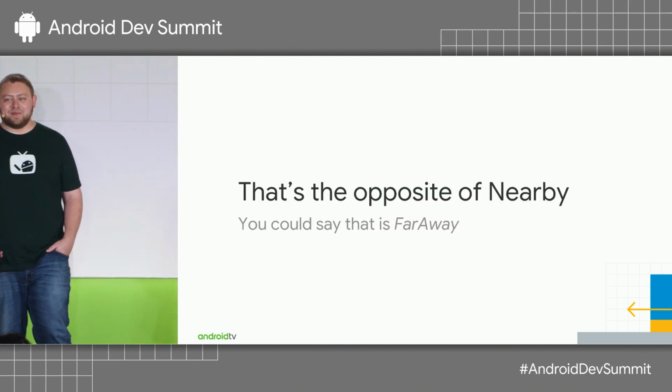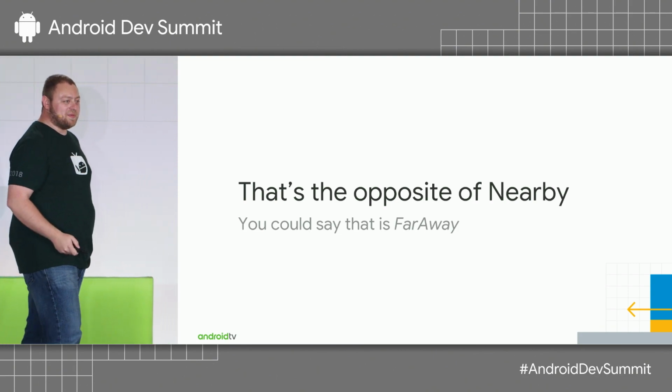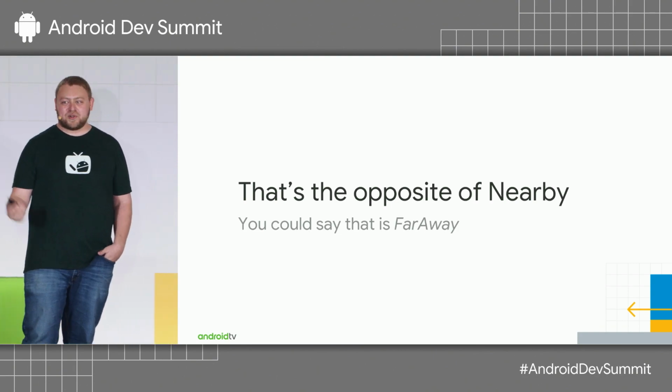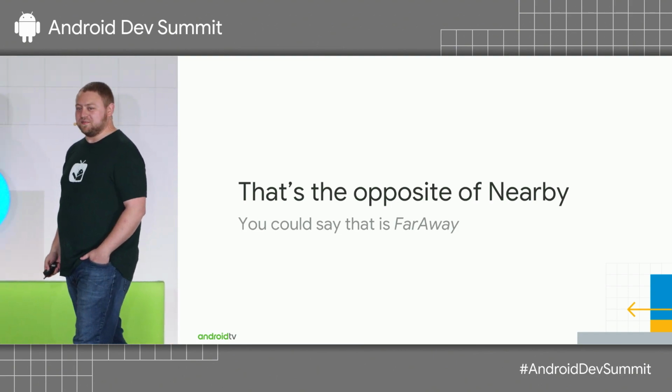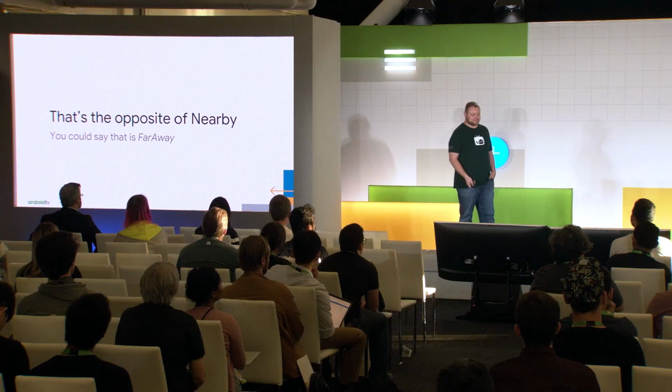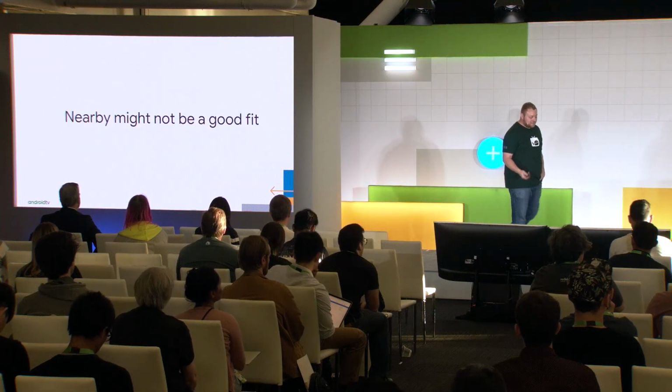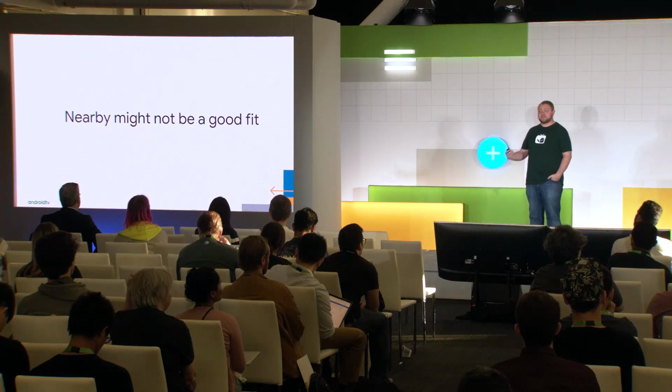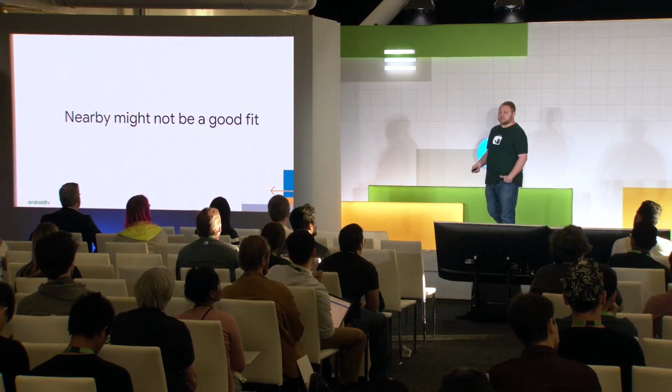I'd argue that's not Nearby. If there was an API, it'd be called Far Away, right? And Shrek might have been as close to far away as I've seen, but I have not seen that in Android. So in this case, Nearby is not a good fit. It's a good tool in your toolbox, but it's not necessarily the best fit. Maybe there's another good fit.